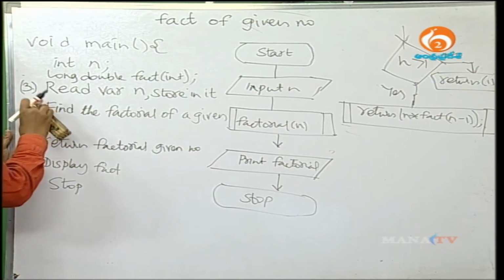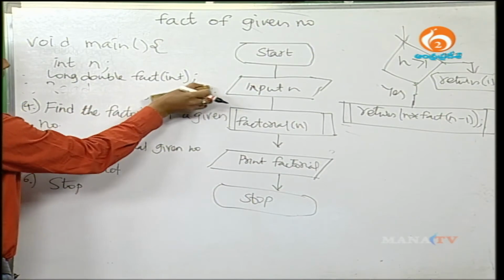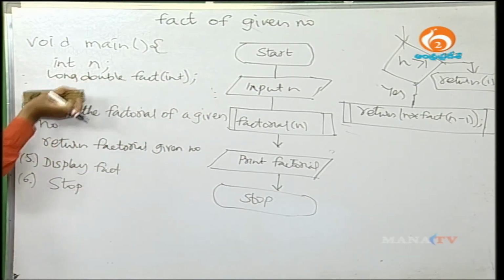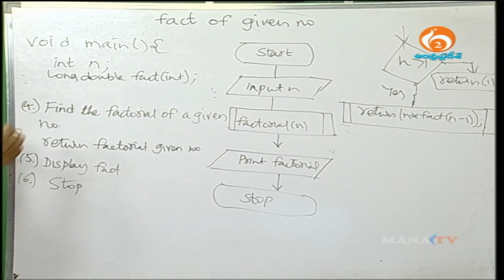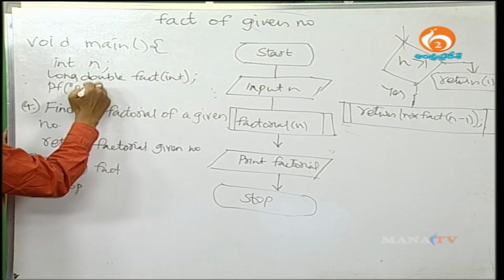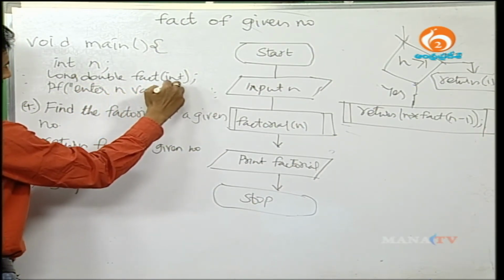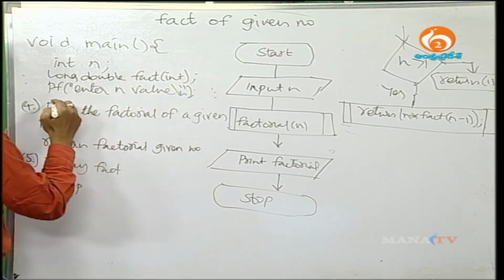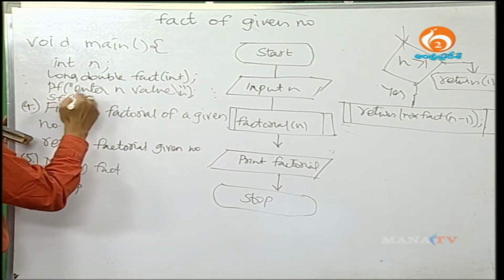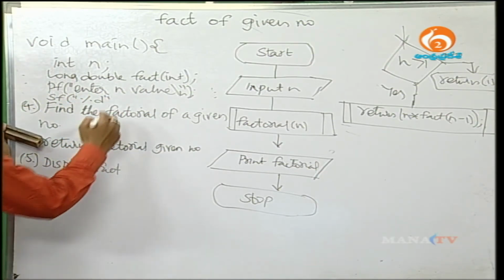Next, read variable n. How do we read? Before scanf we have to write a printf. Printf, enter n value. Next, scanf %d, ampersand n.